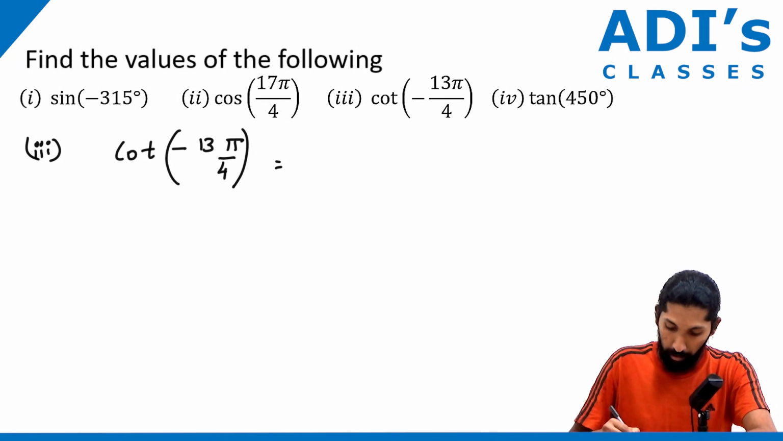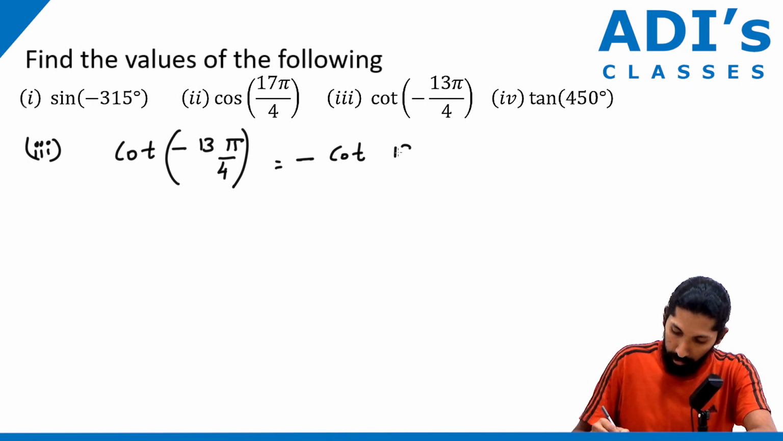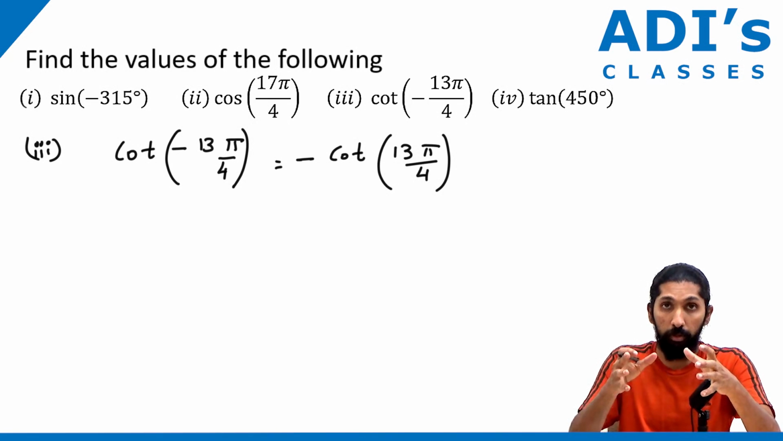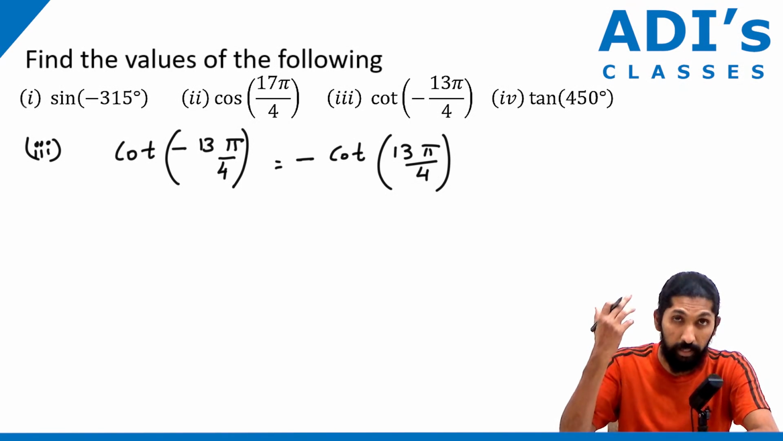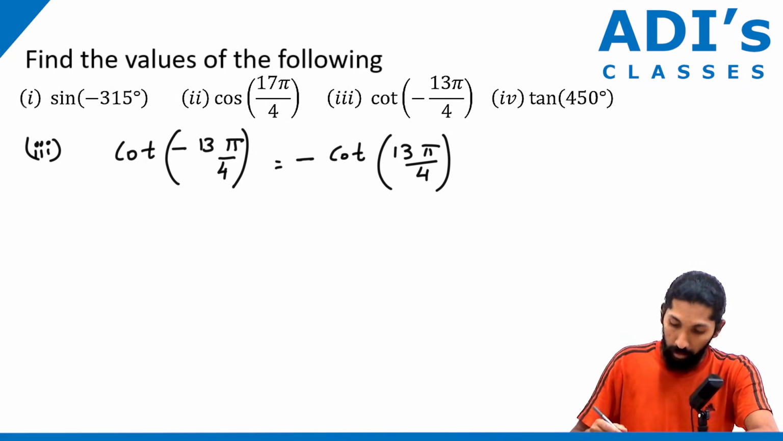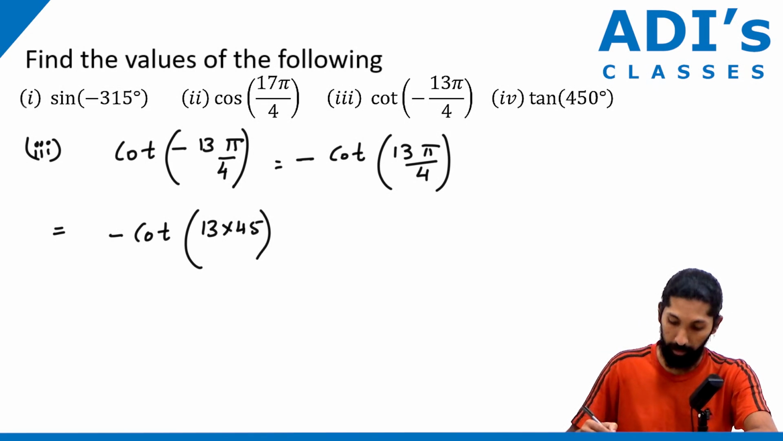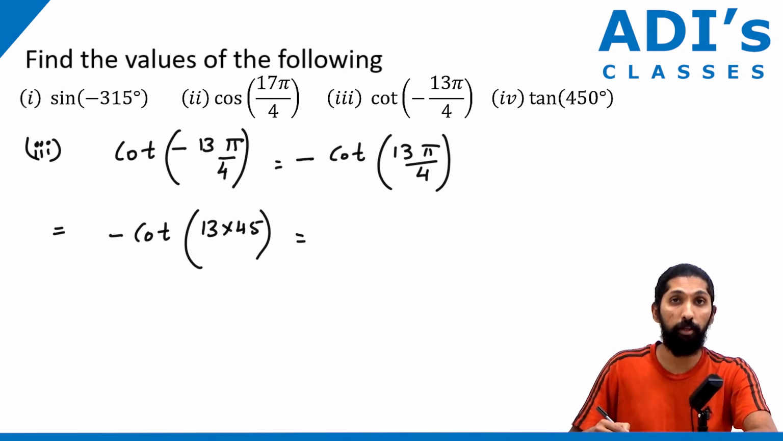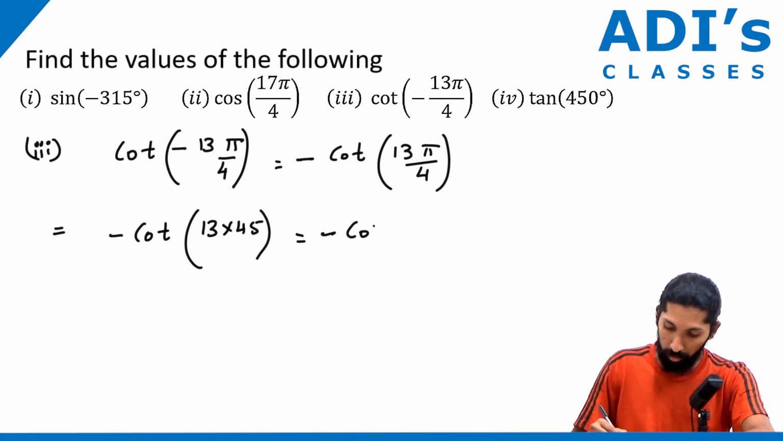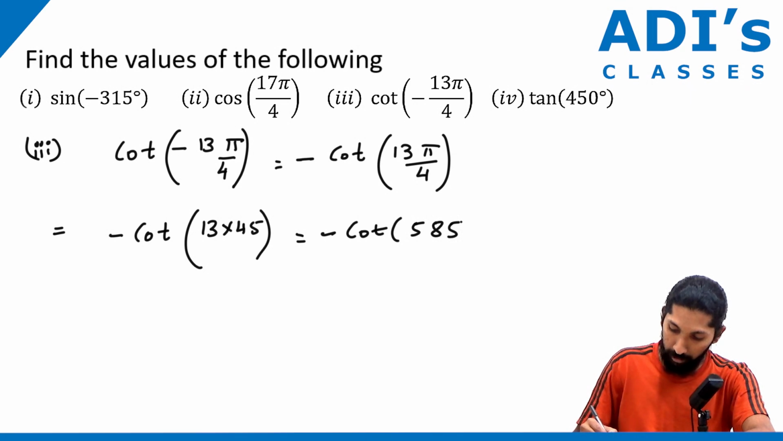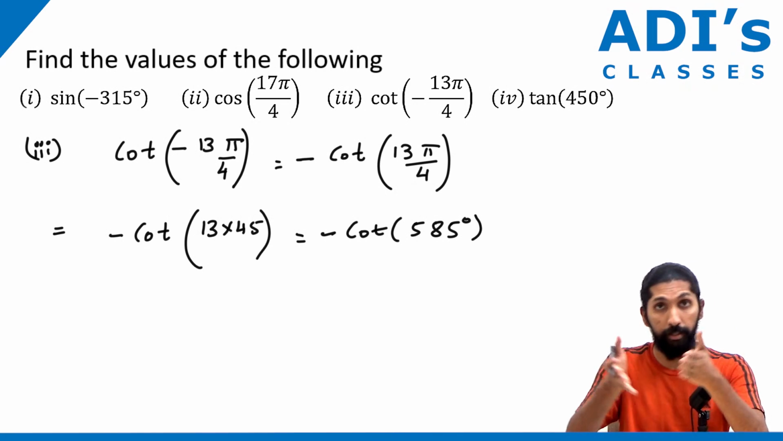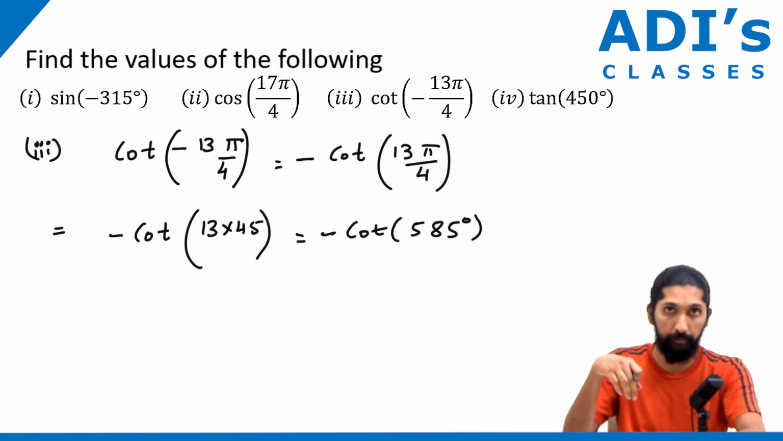Cot of minus theta is minus cot 13 pi by 4. Now, this one, let me show you how we can do it with conversion to degree, so that it's easier for you to do it. This is going to become minus cot 13 into 45. Correct? 13 into 45 will be, you'll get minus cot of 585 degree. See, from radian, we converted to degree here, correct?